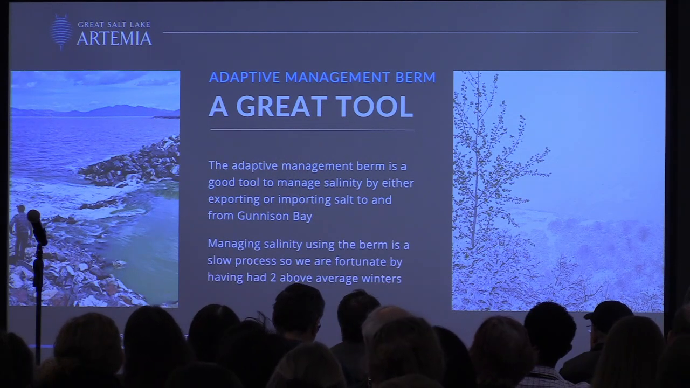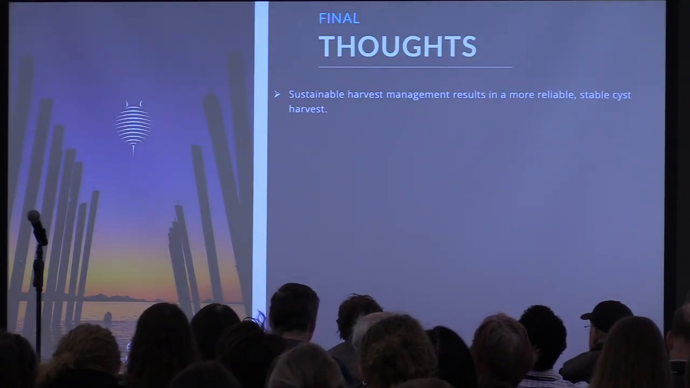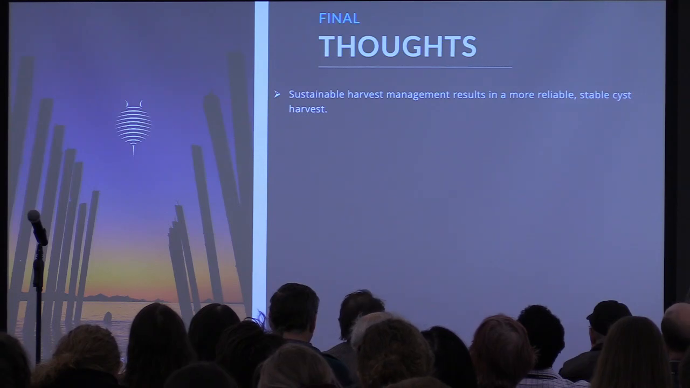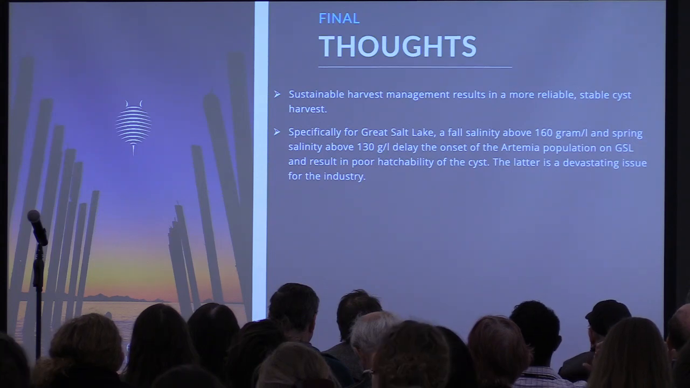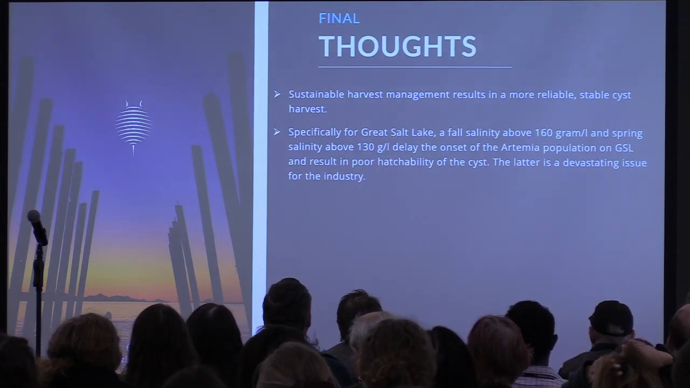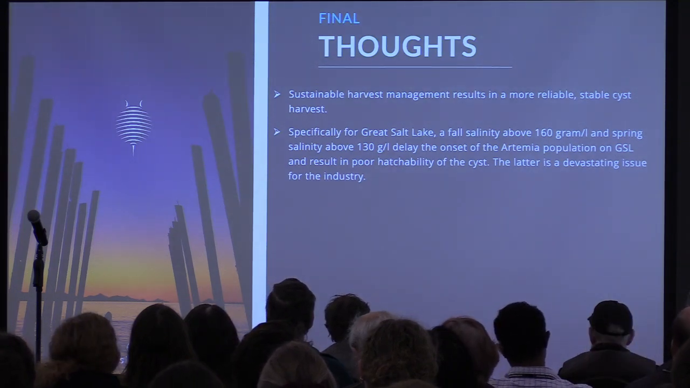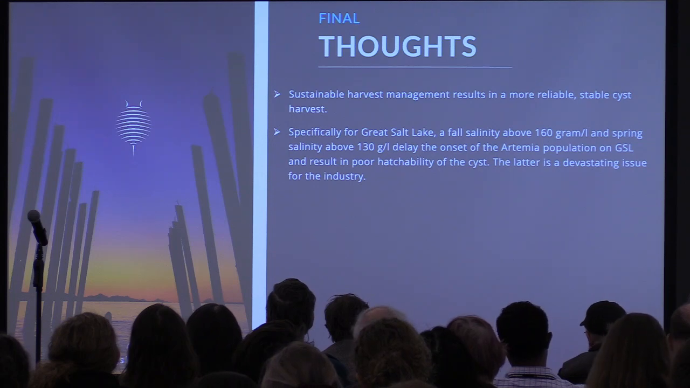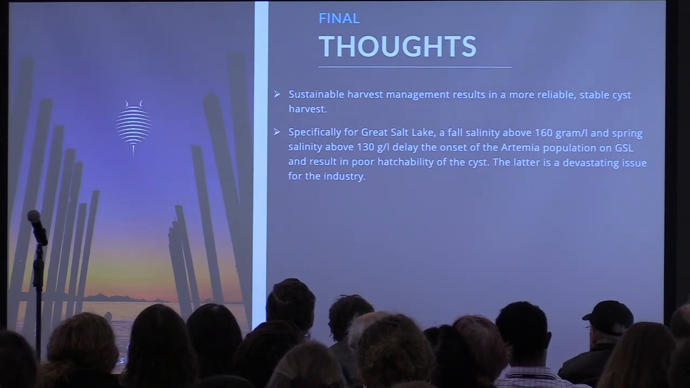So, with that, maybe some final thoughts to wrap it up, at least try and summarize. Sustainable harvest management definitely results in a more reliable and stable cyst harvest, which is very important to us as an industry. Secondly, specifically for our Great Salt Lake, salinity is above 160 grams per liter in the fall, at the high end, above 130 grams per liter in the spring when the hatch takes place. Those are salinities that become critical, not only for the length of the population cycle, but for us, really existential and critical is that it affects the quality of the offspring.